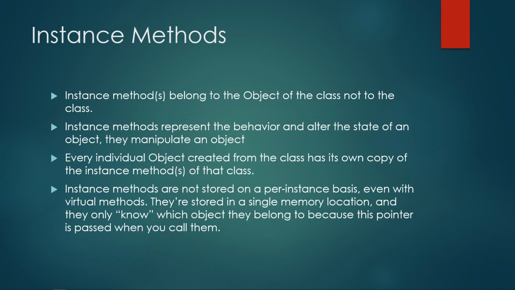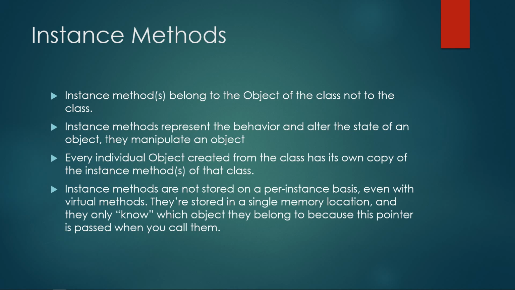So let me iterate on the second point a little bit more. The second point states that instance methods represent the behavior and alter the state of an object. They manipulate an object. What you have to understand here is that instance methods are different from static methods. So there are different types of methods: there are instance methods and static methods. Static methods don't act on a particular object. That is the difference between static and instance methods. Now, instance methods require you to create an object before you can invoke that particular method.